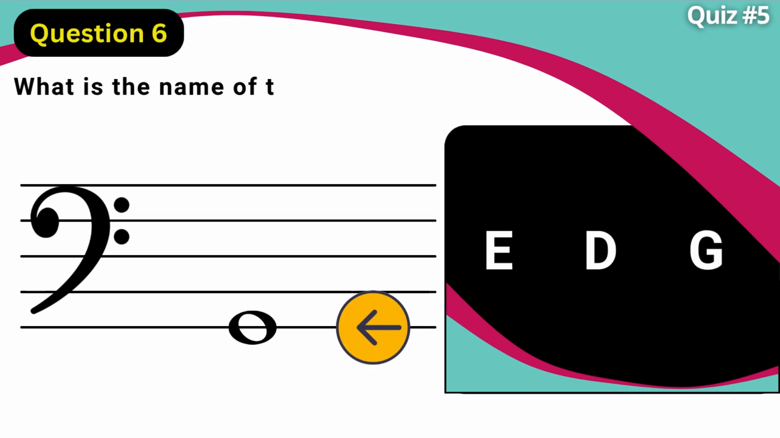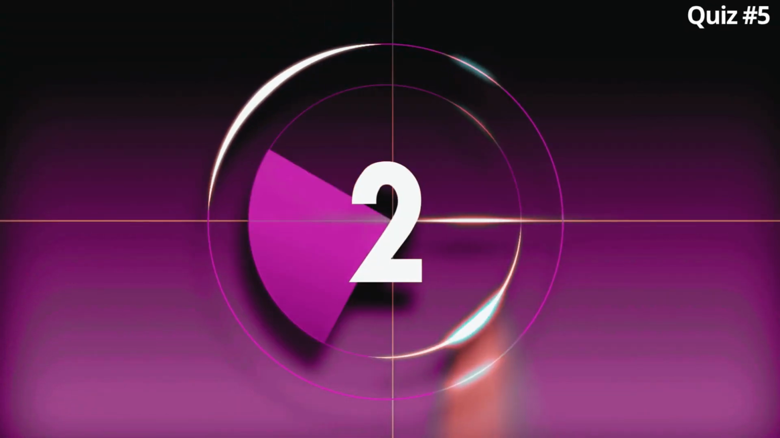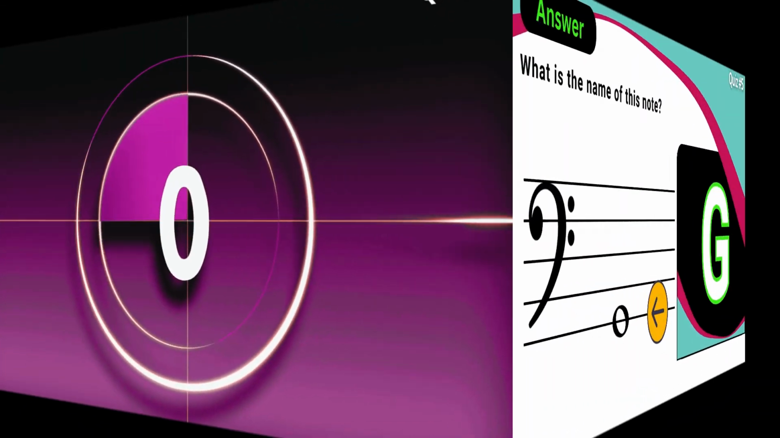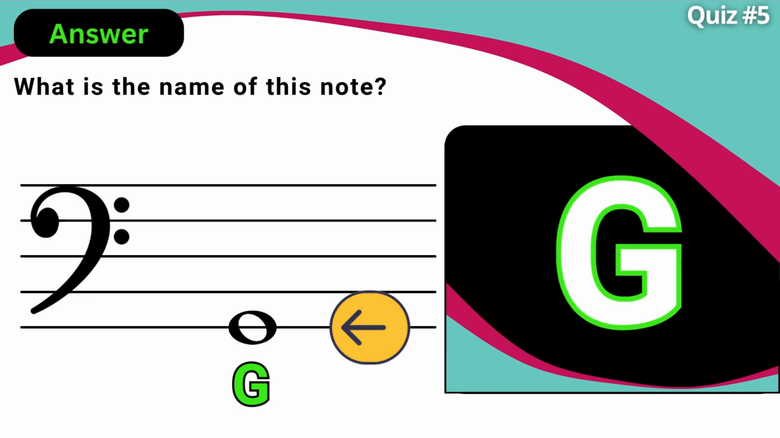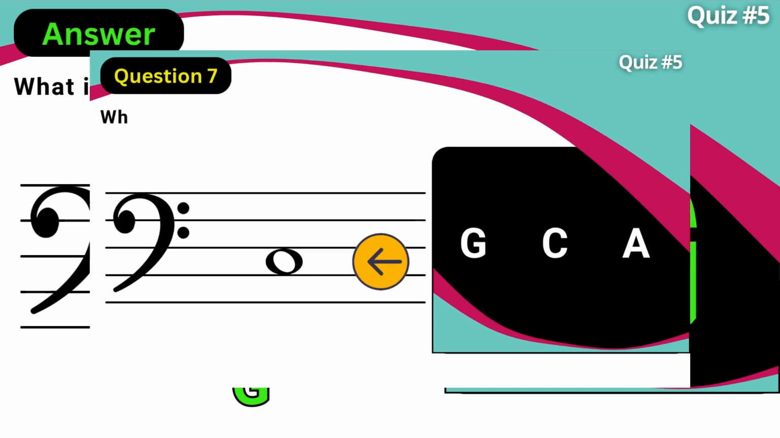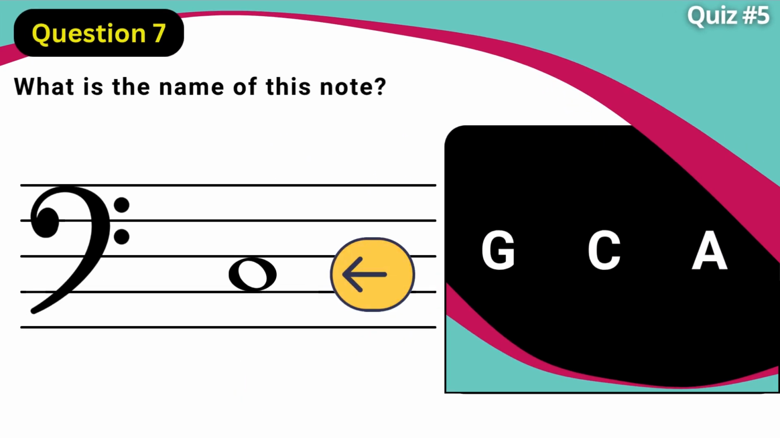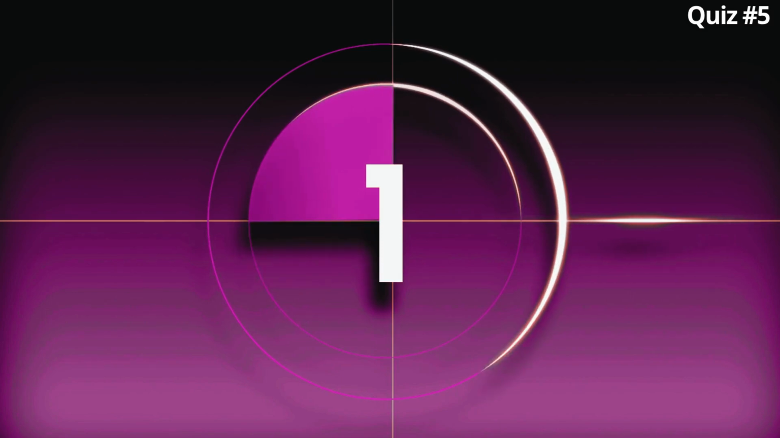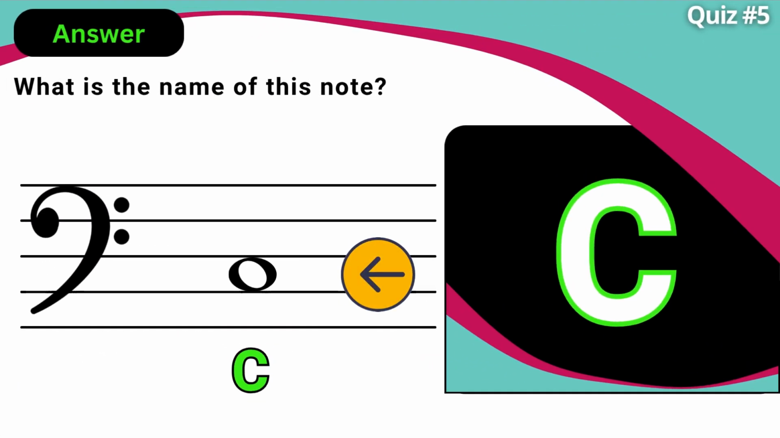Question 6. What is the name of this note? E, D, or G? And the answer is G. Question 7. What is the name of this note? G, C, or A? And the answer is C.